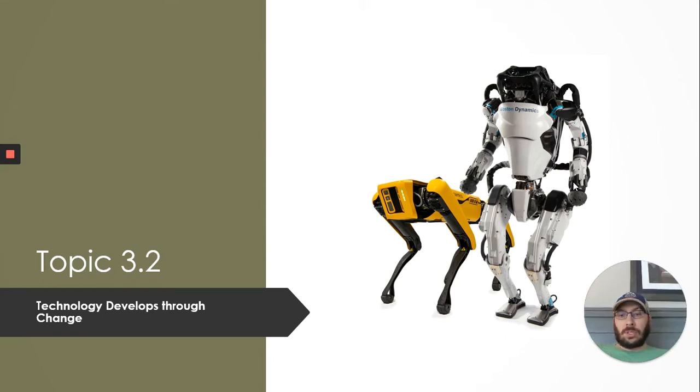Topic 3.2, the last topic for the Unit 4 mechanical systems. We're going to talk about how technology develops through change. I know I said the last one should be a quick video, and it ended up being 25 minutes. This one should be a quick video. Let's see. Okay, so I got a couple pictures of robots here.